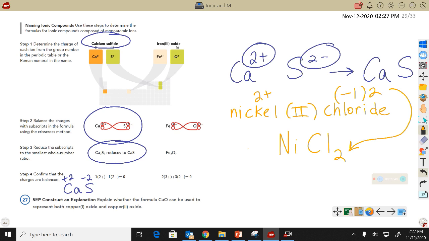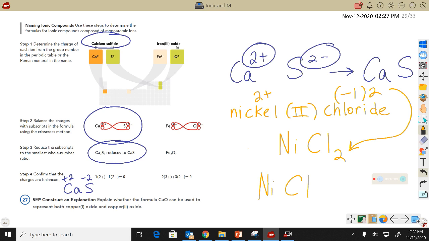Make it add up to 0. And then anything that you had to multiply by becomes your subscript. That indicates how many atoms of that element you need to make it neutral. Now you could also be a crisscross person. If you're a crisscrosser, then you're going to write the symbols nickel and chlorine.